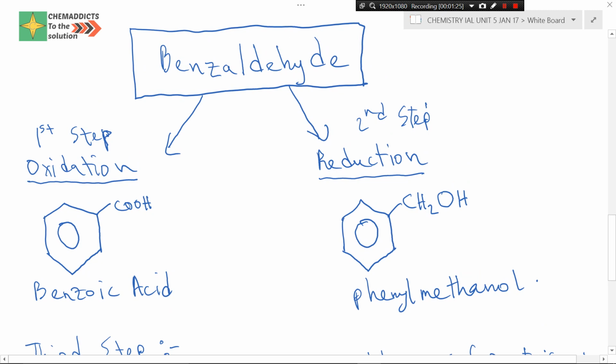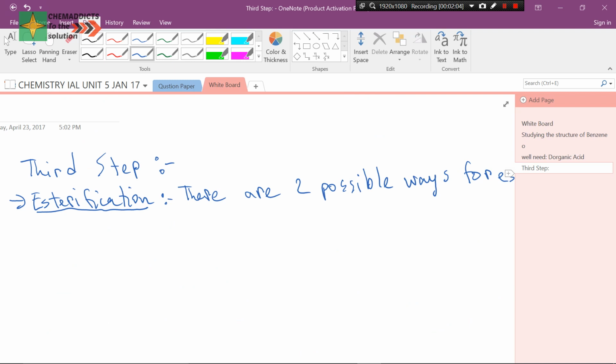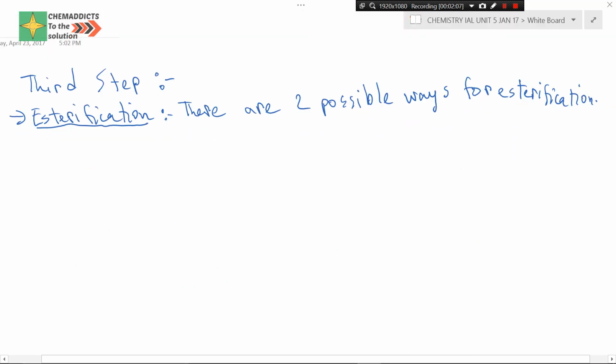So we have 2 organic products formed here: one is benzoic acid and the other is phenyl methanol. In the third step, as we discussed earlier, there are 2 possible ways for esterification. We have discussed only the first one in the previous solution, reacting aromatic acid with aromatic alcohol, and the reagents and conditions are also given. Now we are going to look at the second possible way of doing esterification. Let's get started.